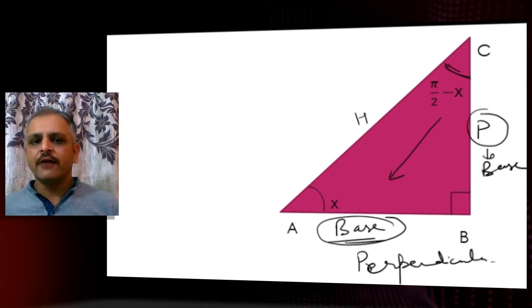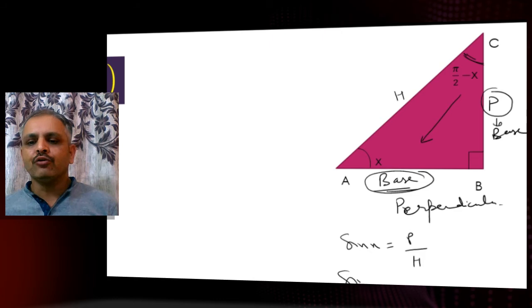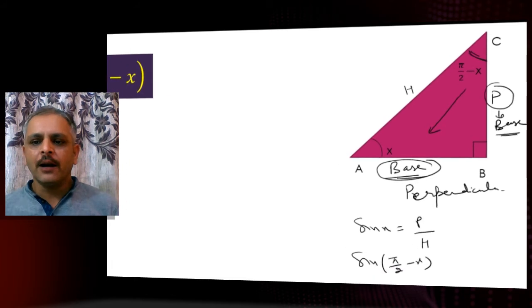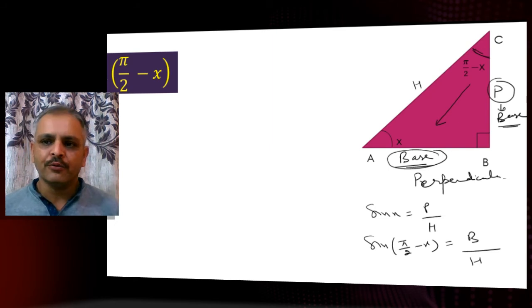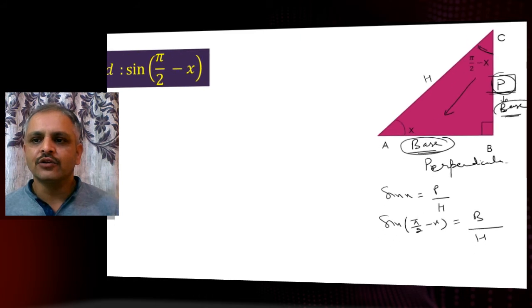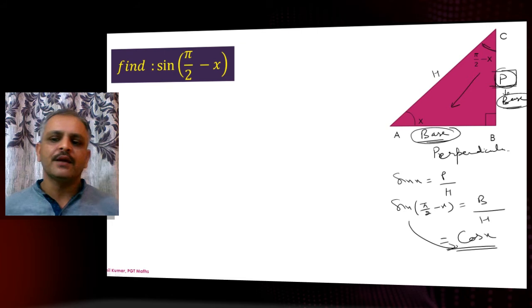So earlier whatever the angle was, sine x was perpendicular by hypo, and if I am talking about sine 90 minus x, so actually it is base upon hypo. So perpendicular will turn into base, so base upon hypo. So earlier which side was perpendicular, now it becomes base. So it becomes base by hypo, and you know that as per earlier conditions base by hypo was cos x. So sine 90 minus x will be cos x.